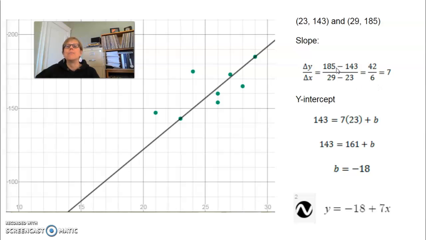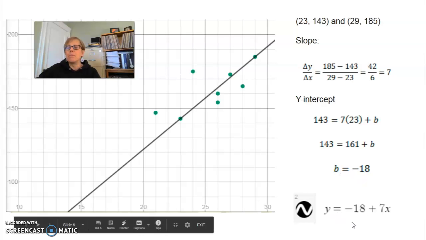But anyway, 185 minus 143 for my change in y's, 29 minus 23 for my change in x's, 42 over 6, that divides to be 7. So then I plugged in my point 23, 143 to determine b. So you can see my calculations there. I ended up with the y-intercept of negative 18.